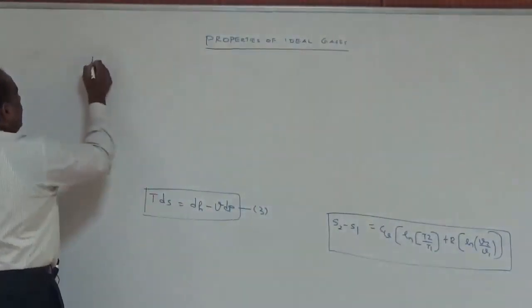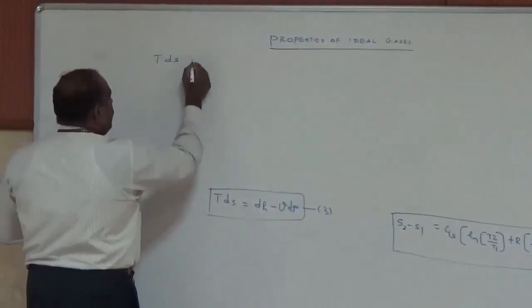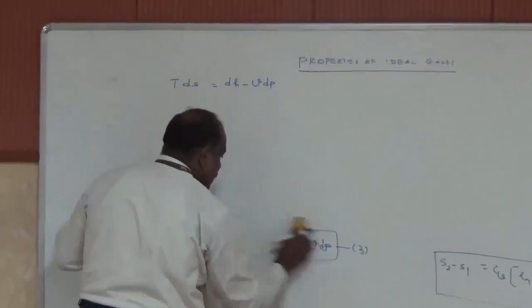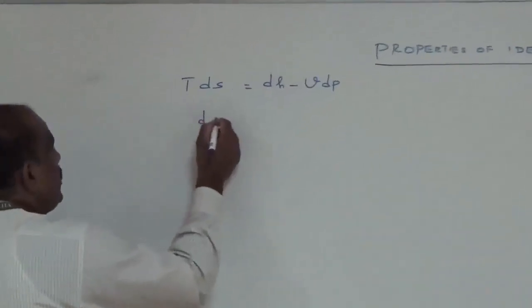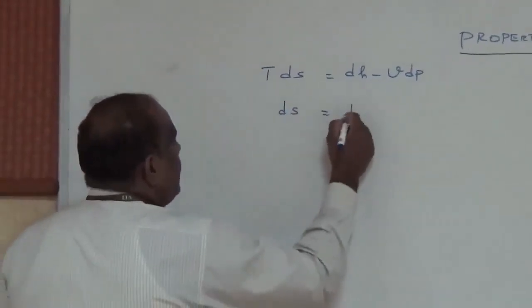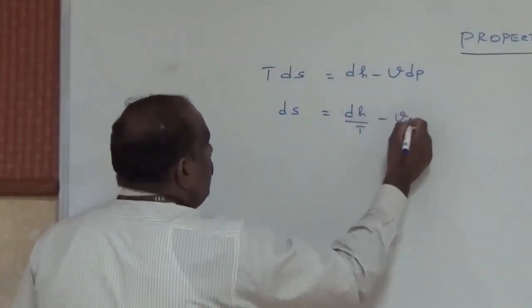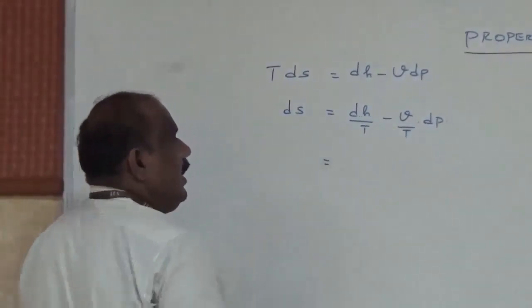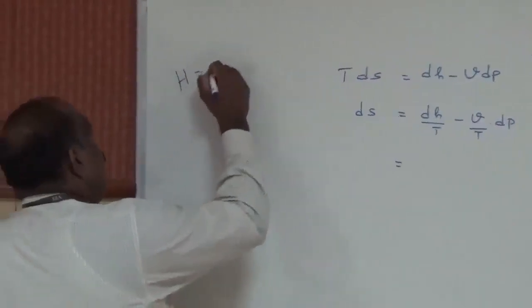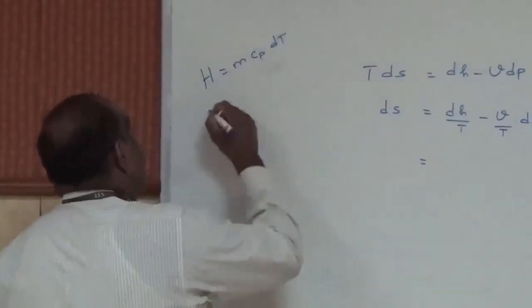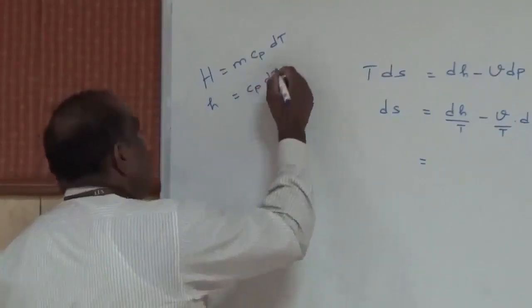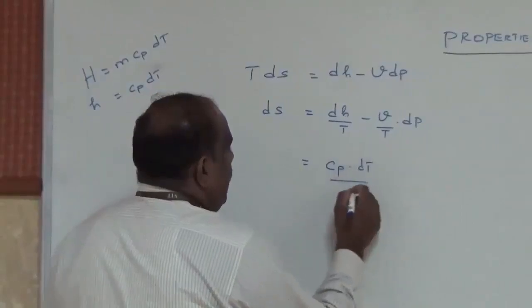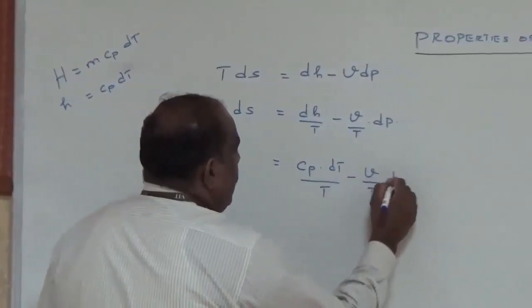So let us take this equation from 3: T dS equals dH minus V dP. I want only the entropy change, so dividing by T, it is dH by T minus V by T of dP. What is dH? Capital H equals m Cp dT. Small h equals Cp dT. So it is Cp dT by T minus V by T of dP.